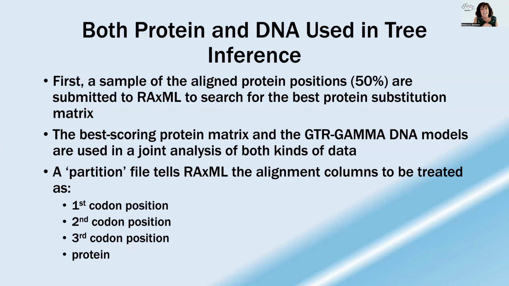So both protein and DNA are used in the tree. What it's doing is taking a sample of the aligned protein positions and submitting it to RAxML for the best protein substitution model. And once it finds that, and it does this other DNA model, it's using a joint analysis of both kinds of data. And then it generates a partition file for RAxML. The alignment columns are treated as the first codon position, the second codon position, the third codon position. And for all of us who have ever had the most rudimentary biology class, we know that we're talking about genes here and also the protein.